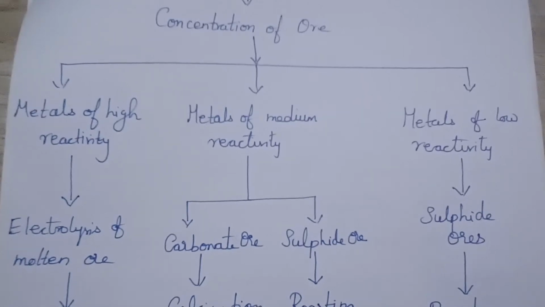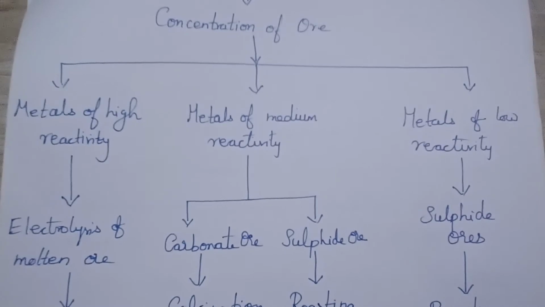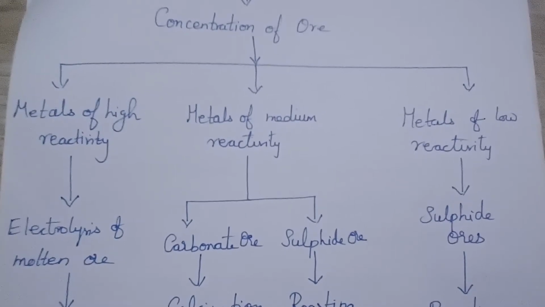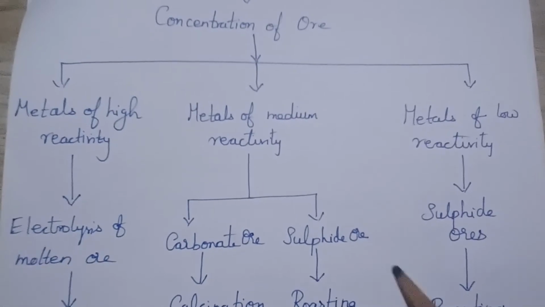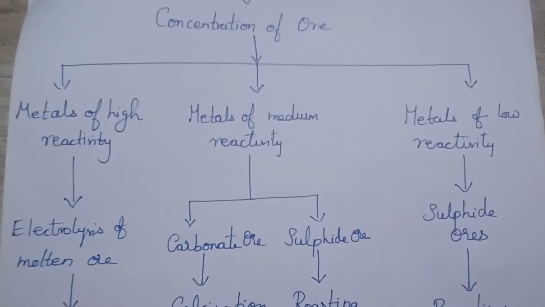Hi there. Last class we have seen the steps involved in the extraction of metal. The first step we have seen is the concentration of ore. So what are the methods involved in the concentration of ore? Hydraulic washing, froth flotation, chemical process and electromagnetic separation.